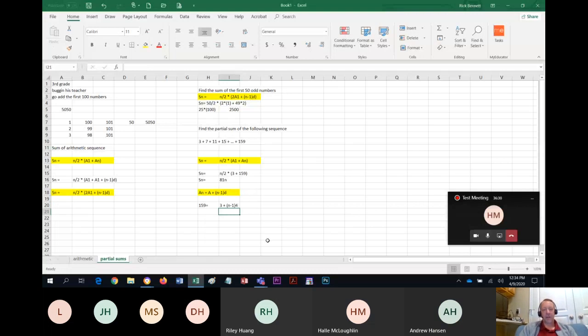So if I simplify this, this becomes 3 plus 4n minus 4. So 3 minus 4 is -1. So if I add 1 to both sides, then I'm going to get 160 equals 4n. And then how do I solve for n?